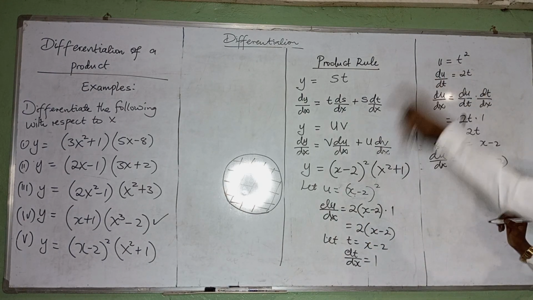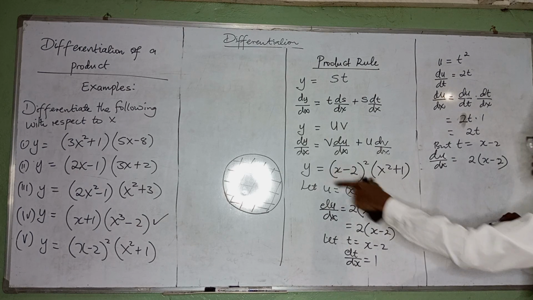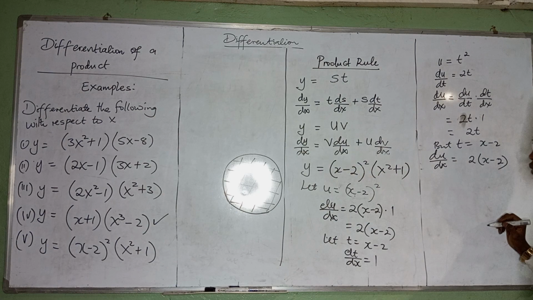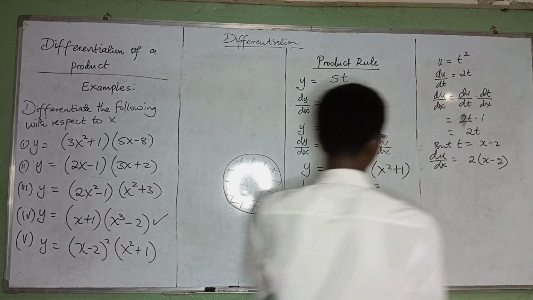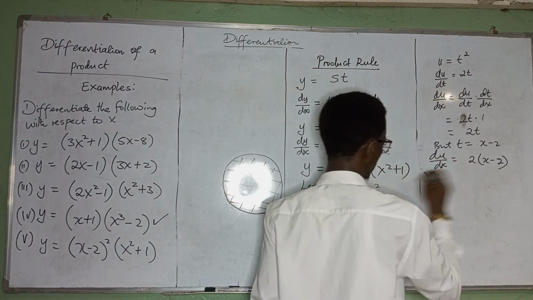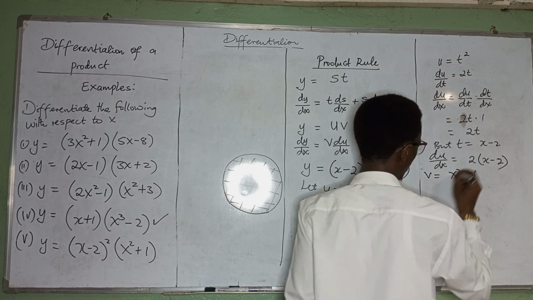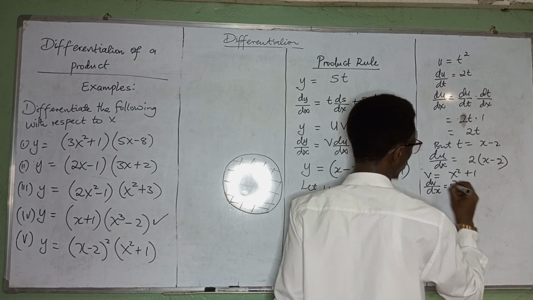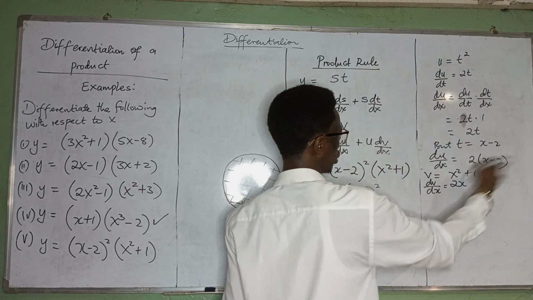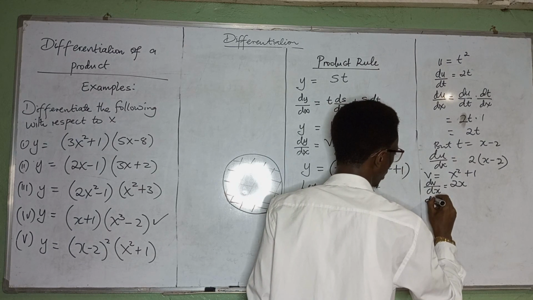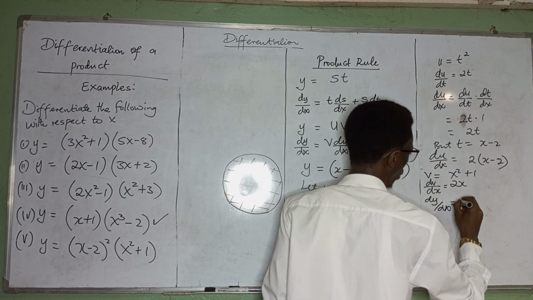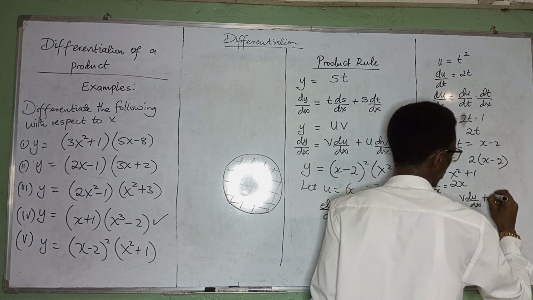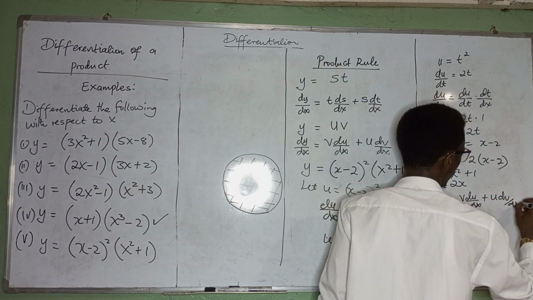But we'll get to this type when we use differentiating a function by a function, purely that topic, we'll get to deal with this one seriously. So now let's take v here. So v becomes x squared plus 1. You differentiate, dv by dx becomes 2x here, and you know this is 0. So now your dy by dx becomes v du by dx plus u dv by dx.